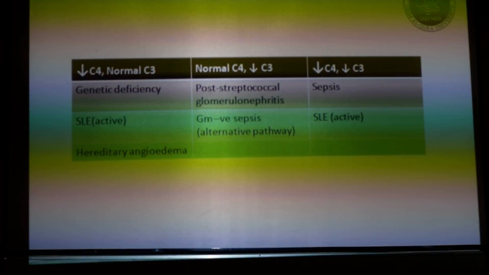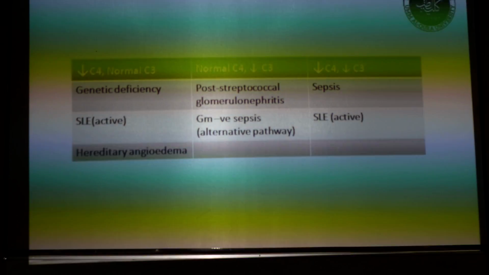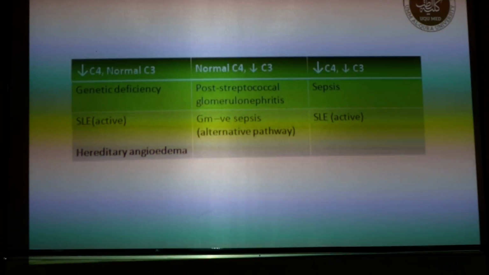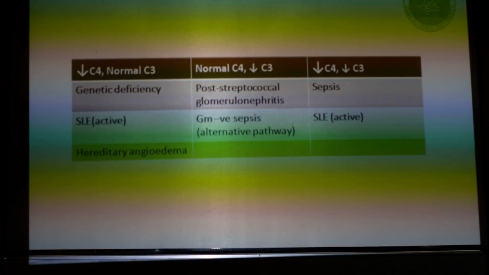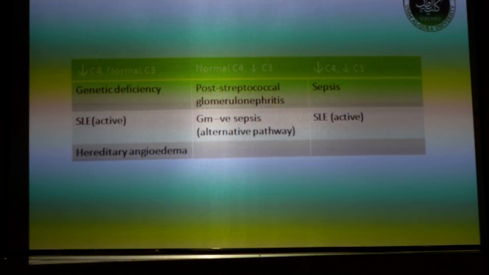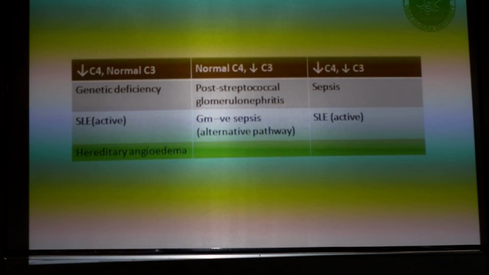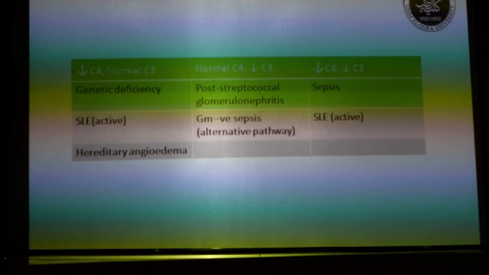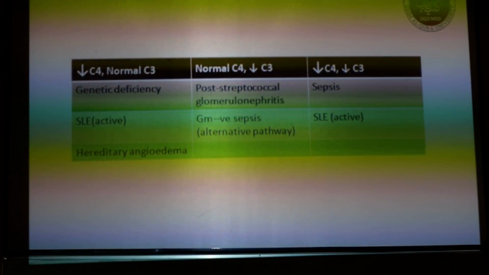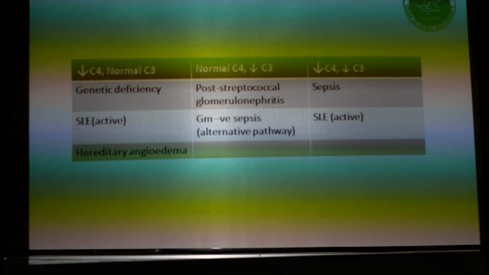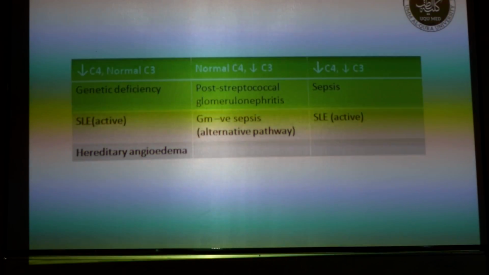In the body, we have got 1000 micrograms of C3 and 600 micrograms of C4. So the C4 levels are already half. And if they are used more, they will drop down very quickly. Now in condition 2, if C4 is normal and C3 is dropped, what does that mean?